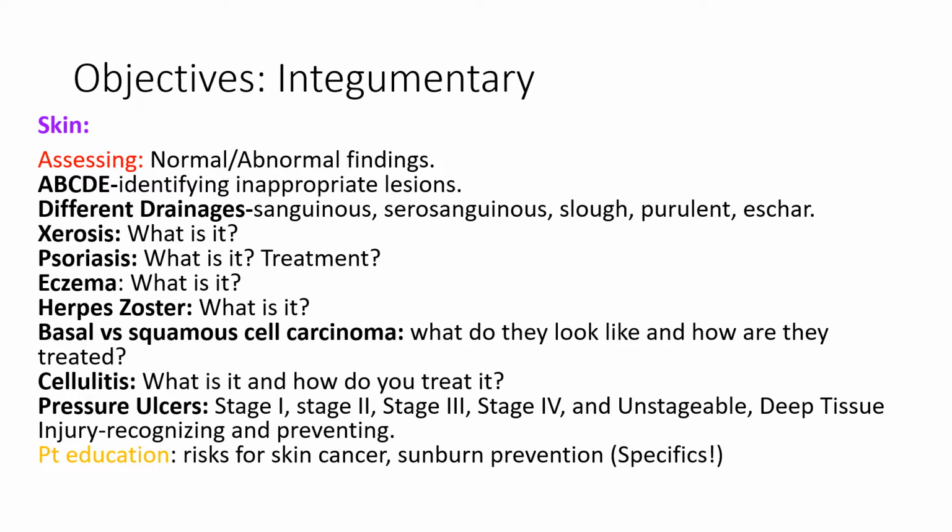Pressure ulcers, back to 5th semester: stage 1, 2, 3, 4, and unstageable, and your deep tissue injuries. How do we know our patient has it? How do we prevent it? And what do we do to take care of it? Patient education: who's at risk for skin cancer? Sunburn prevention. Be specific. You want to be able to educate your patients on how to prevent getting a sunburn.